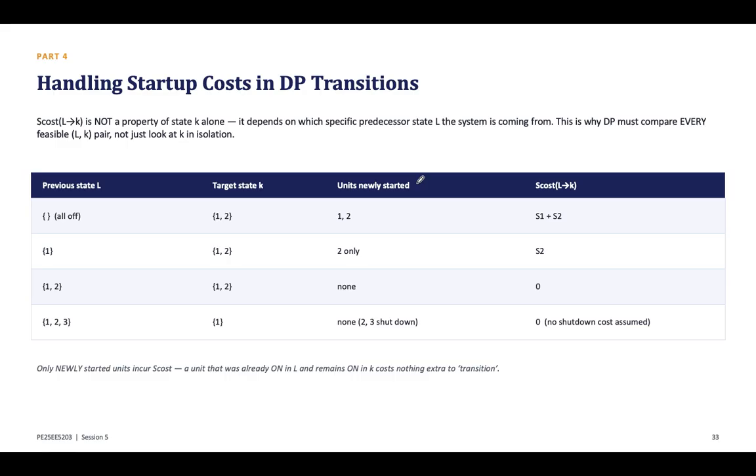The same target state can consequently have several incoming edges with different costs. This is the graph interpretation of the startup cost. A node represents the current commitment combination, but the edges represent what had to be changed to reach it.